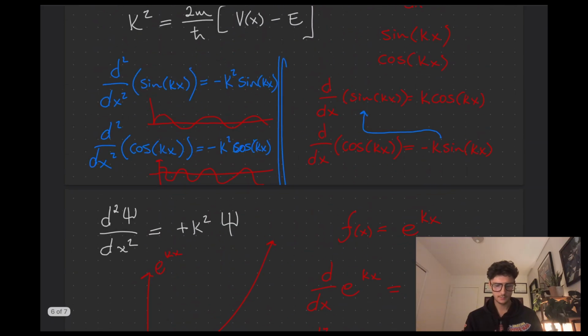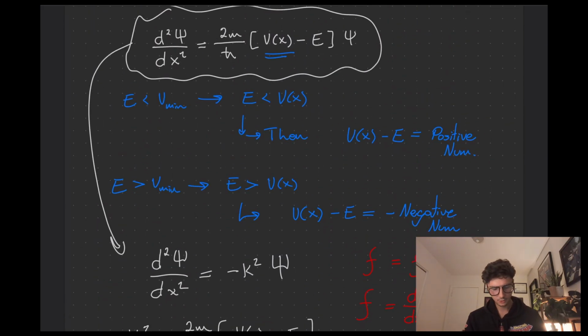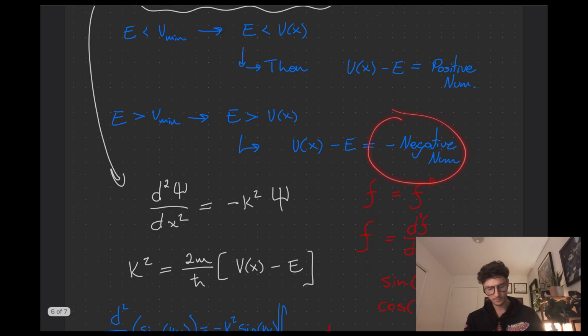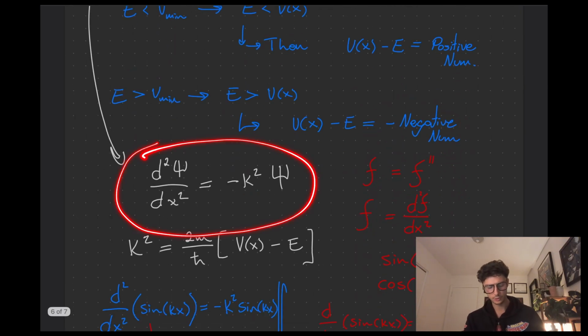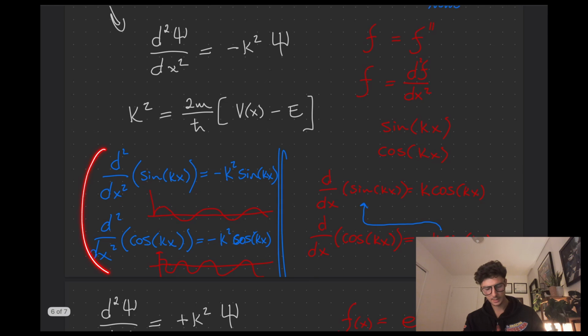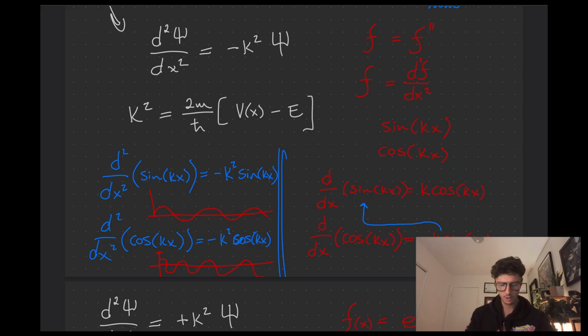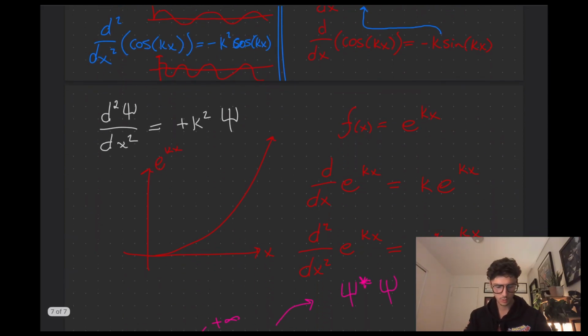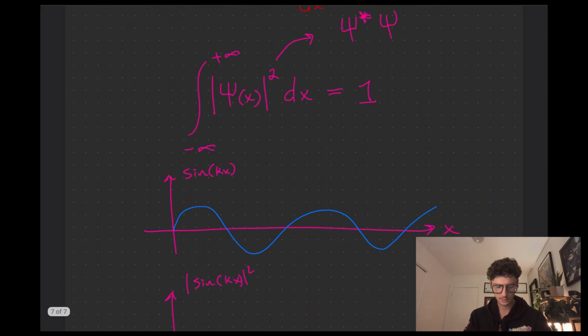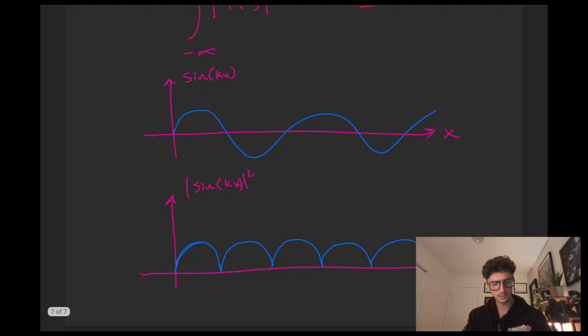But if the energy is greater than V, the potential, then you get a negative number here, and you get this differential equation, which gives you oscillating sines and cosines, which are normalizable, I think. I'm missing a little bit of knowledge here. I don't really know why an exponential is not normalizable, but a sine and cosine is normalizable. But I'm just showing you guys this here. Maybe you guys have an idea.